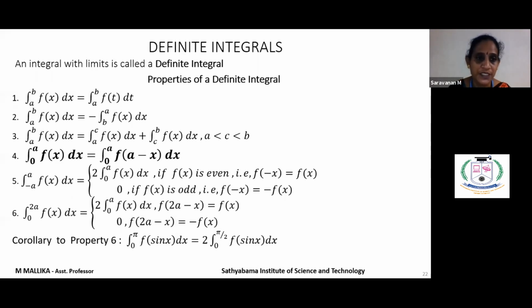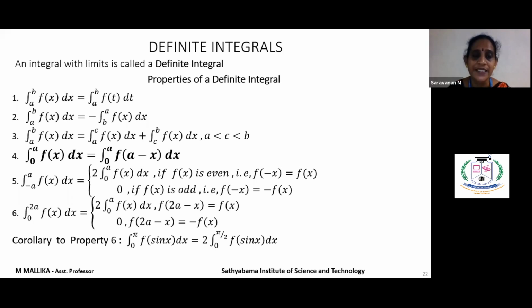So some of the properties that we have under the definite integral are, the first and foremost one, integral a to b f of x dx is equal to integral a to b f of t dt. So what does it imply? As long as the functions are the same and the limits are the same, the values are the same, whether the variable is x or t or u or v. That is your first property.